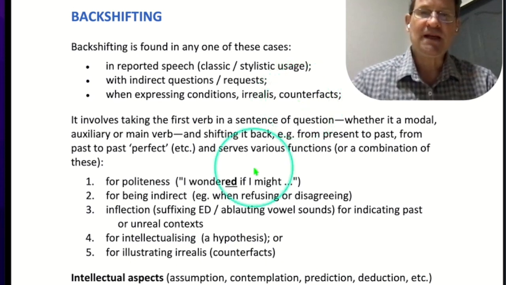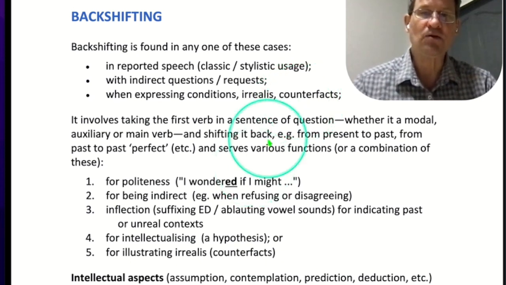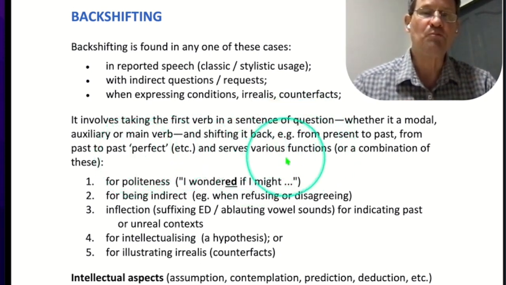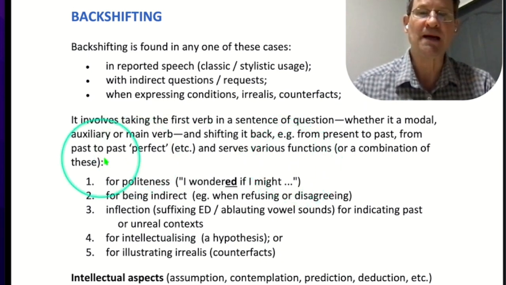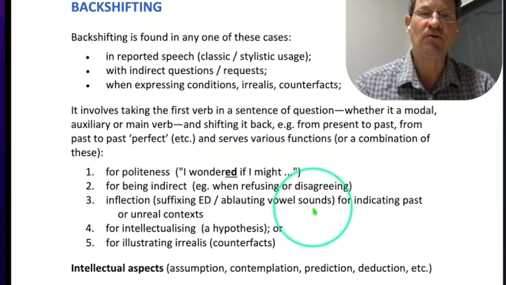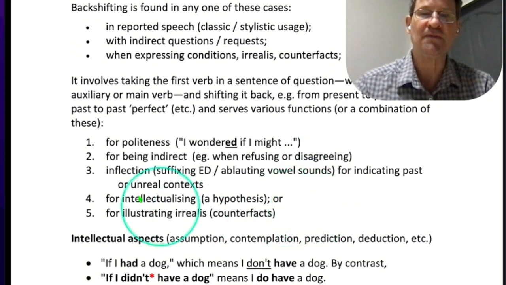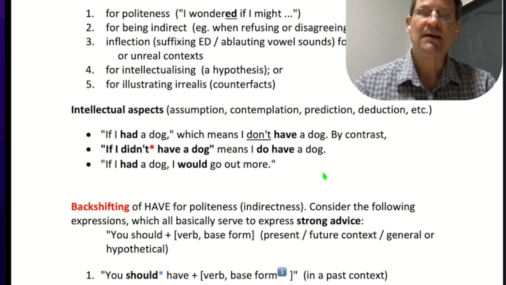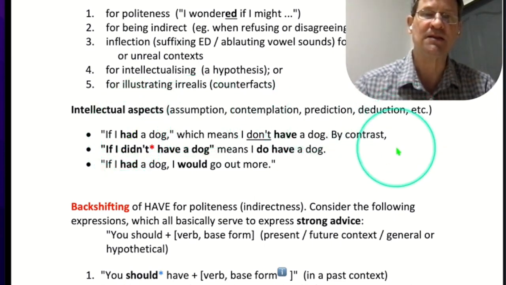etc. It involves taking the first verb in a sentence or question, whether it be a modal, auxiliary, or main verb, shifting it back from present to past or from past to past perfect, as they call it, or it would serve various functions or a combination of these functions here, including intellectualizing. Intellectual aspects are assumptions, contemplation, predictions, deductions, etc.